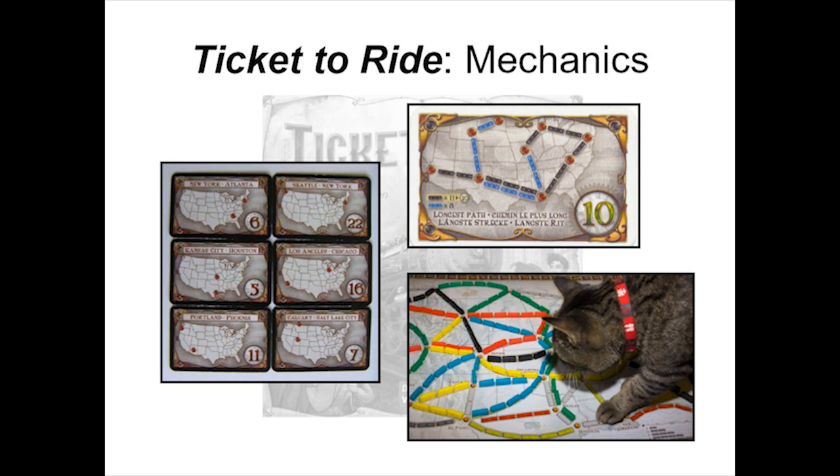And the way you score points in the game is you want to essentially create these super routes. So you see over on the left, there's a route going from Seattle to New York that's worth 22 points. If you connect Seattle to Denver and Denver to Chicago and Chicago to New York, now you'll have 22 points. And whoever creates the longest continuous route anywhere on the map gets 10 points at the end of the game. When the game finishes, you have all these points, and whoever has the most wins.